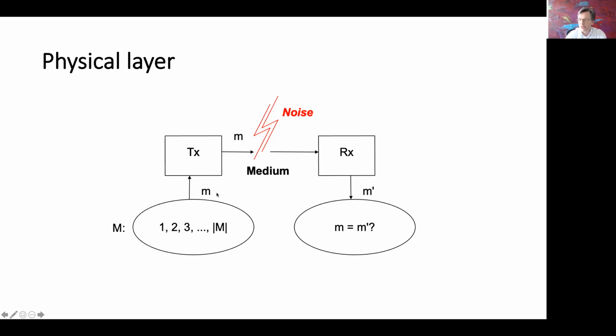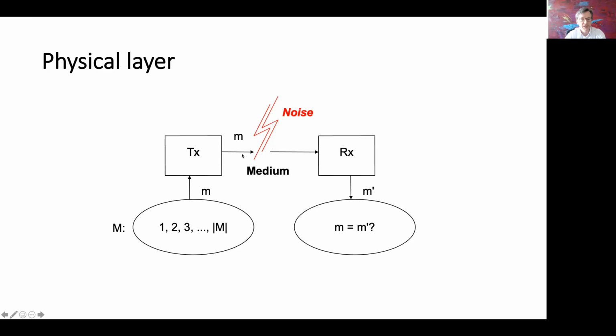We pick one of those messages. I'm going to call it little m. So these possible messages are enumerated. There's a finite number of them up to the size of the set. We pick one of those, we take one of these, and we call it little m. We pass it to a transmitter. The transmitter figures out a way to encode our message across whatever medium we're using to transmit the information.